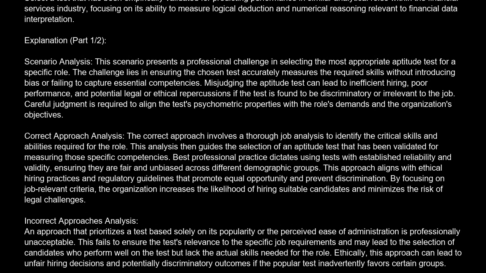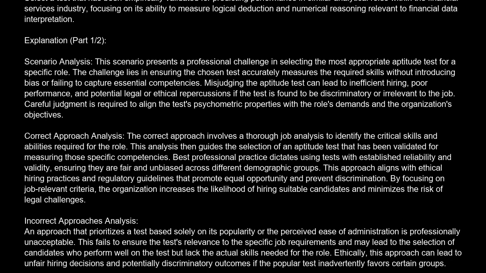The correct answer is D. Select a test that has been empirically validated for predicting performance in similar analytical roles within the financial services industry, focusing on its ability to measure logical deduction and numerical reasoning relevant to financial data interpretation.